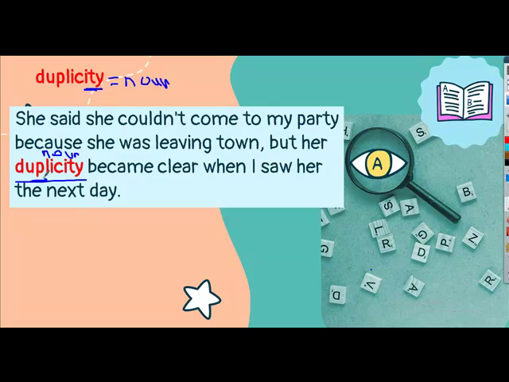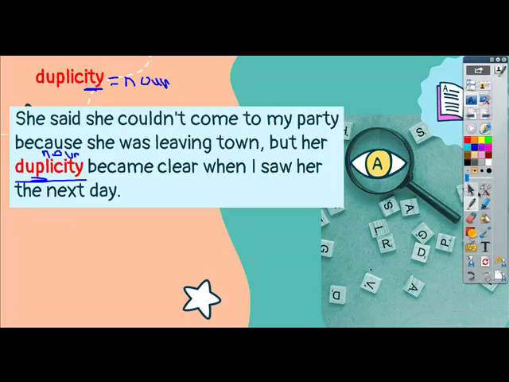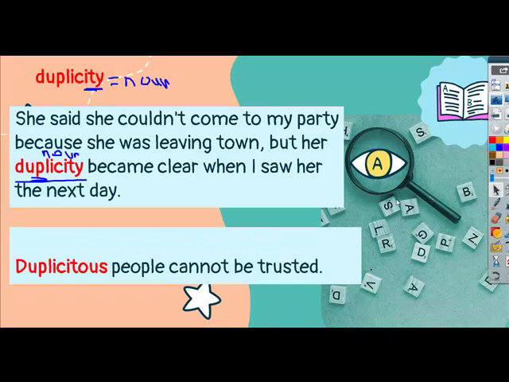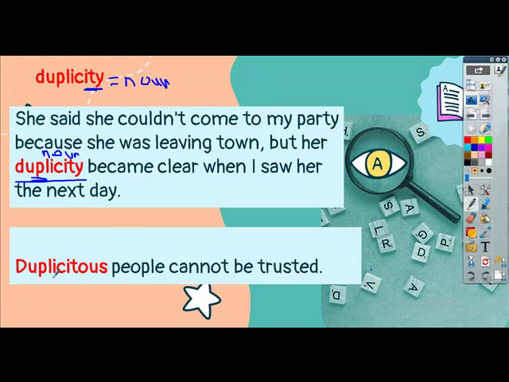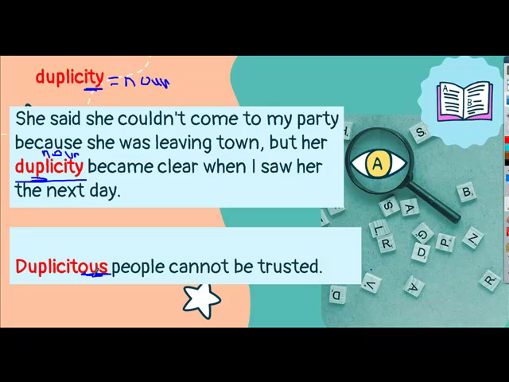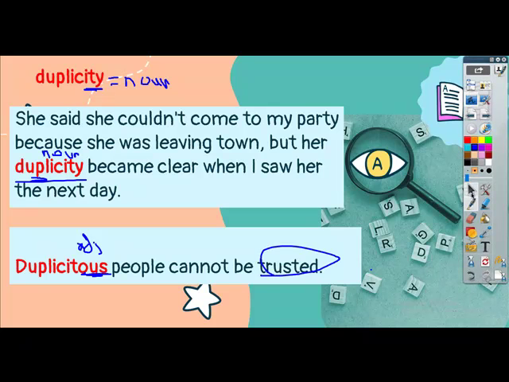Its spelling resembles the word double, right? Double means two. She said that she wouldn't come to the party, but she lied. So duplicity here means two, like a two-faced person, a liar, a double personality. Duplicitous people cannot be trusted. Duplicitous here is an adjective, which I use to describe what kind of people we're talking about. They cannot be trusted. It means they are liars. They are hypocrites.